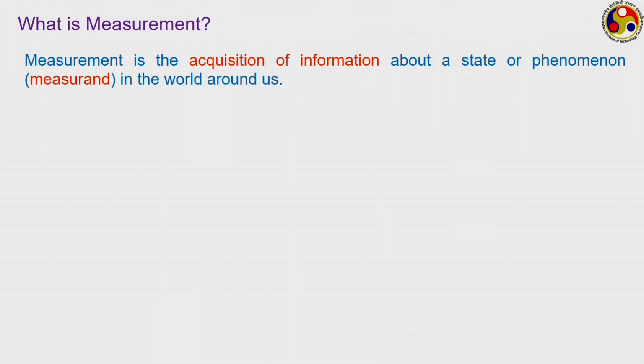So, accordingly, we can put a definition of measurement: measurement is the acquisition of information about a state or phenomenon in the world around us. Whatever is going on around us, if we want to get a feel of that, then we have to get some information from it, and that information collection is the measurement. Now, the object or the state or the phenomenon about which we are going to get the information, we are going to call the measurand, and this term I shall be using from now onwards.